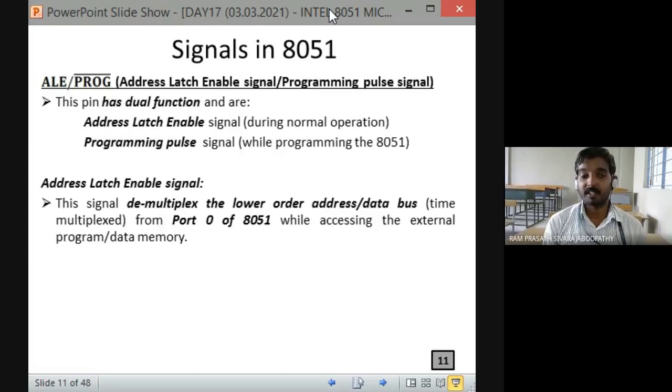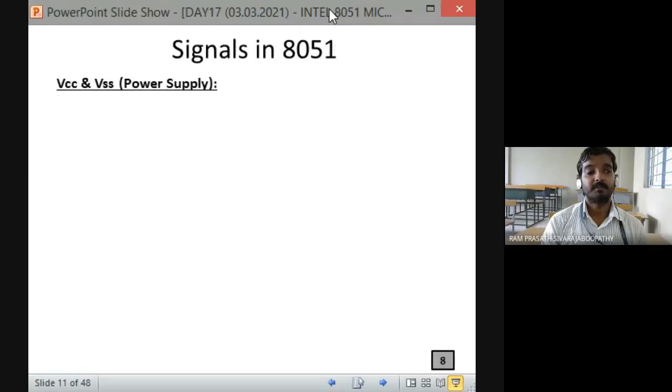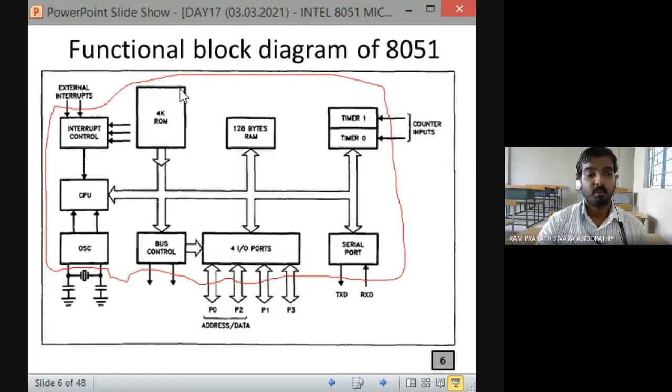What about the higher order address? Which port is used for the higher order address? Port 2, Shivakumar. Kindly see the diagram. If you look at the diagram, you can see port 0 and port 2. That's why it is in this order. Actually, we could have written port 0, port 1, port 2, port 3 in sequence in the block diagram. But purposefully we have done port 0, port 2, then port 1, port 3. Correct? That means port 0 is for the lower order address and data, and port 2 is for the higher order address. Is it clear, Shivakumar?